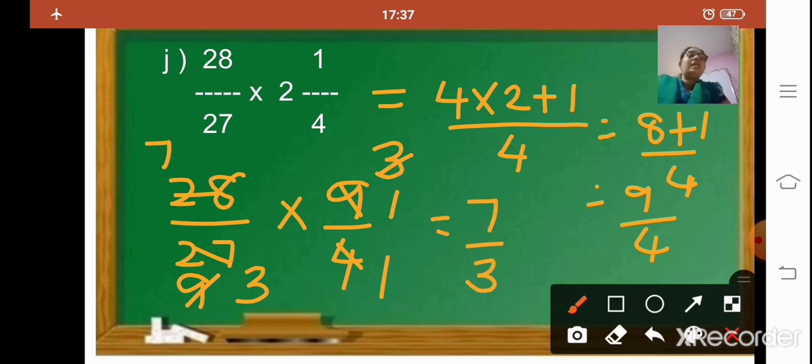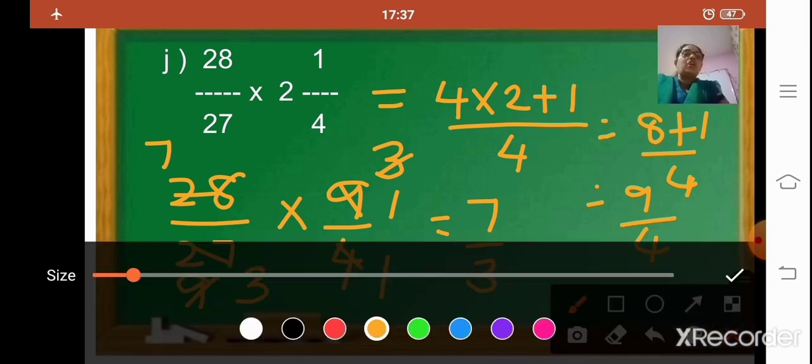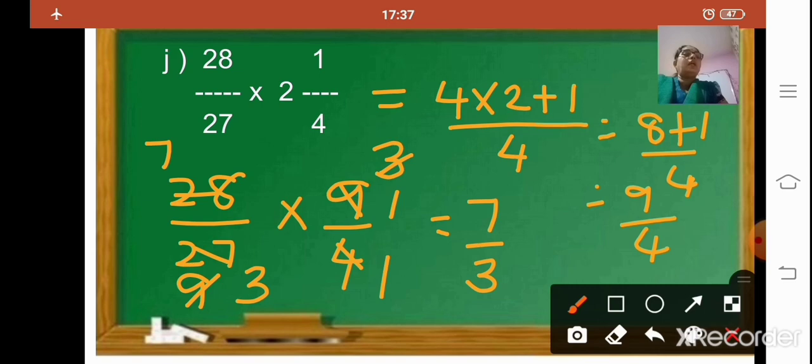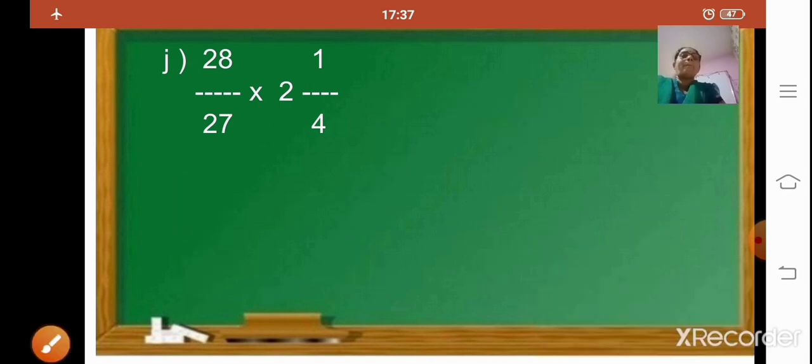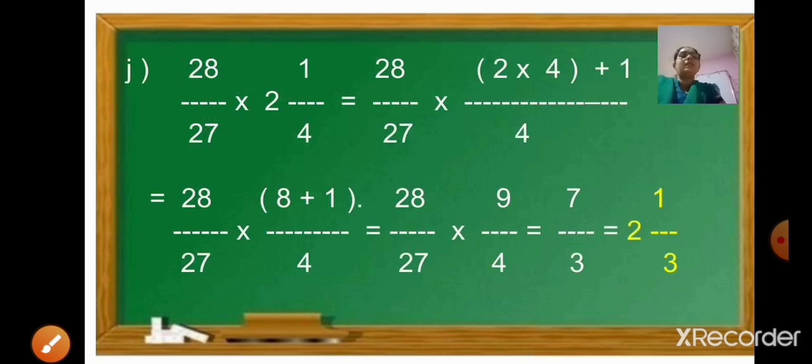Now 7 upon 3 is an improper fraction, so you will convert it into a mixed fraction. When you divide 7 by 3, 3 2s are 6. Now 7 minus 6 is 1. So 1 remainder upon 3. So your final answer is 2 whole 1 upon 3. When you get the answer as an improper fraction, you will divide it and convert it into a mixed fraction again. Just see the working in the slide.